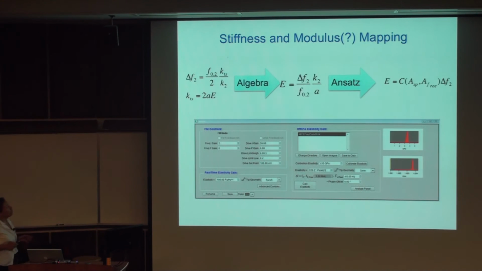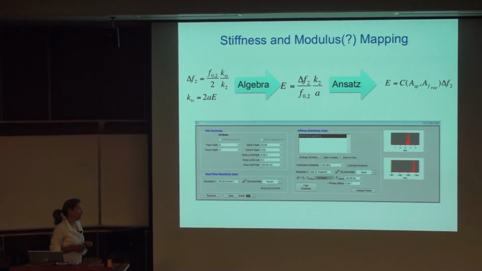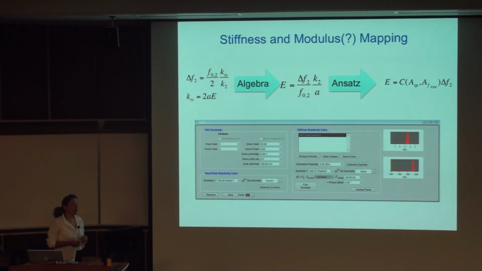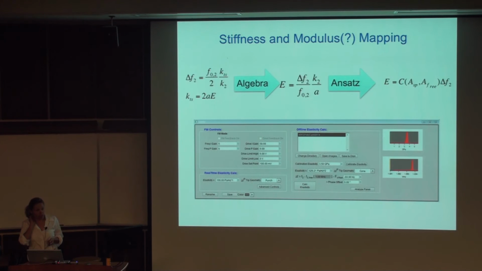So what we are doing at Asylum right now is we go back to the second mode of the oscillation. And we have a feedback on the phase of the second mode. And depending on the interaction between the tip and the sample, which means depending on the mechanical property of the sample, you will have a frequency shift of this second mode. And we are looking at this frequency shift.